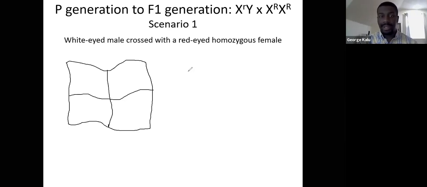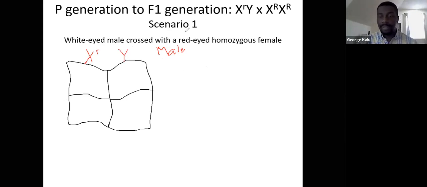Anyone have an idea? Right, it would be X little r Y. Okay, so we'd have X little r here, and then the Y would go on this side here. Okay, and then what about the female?